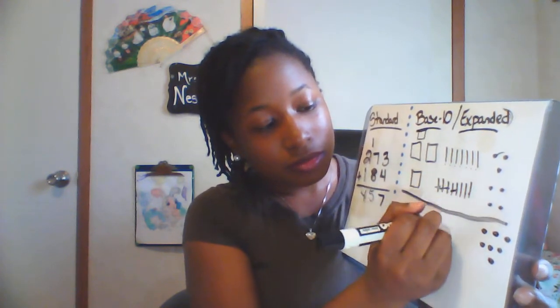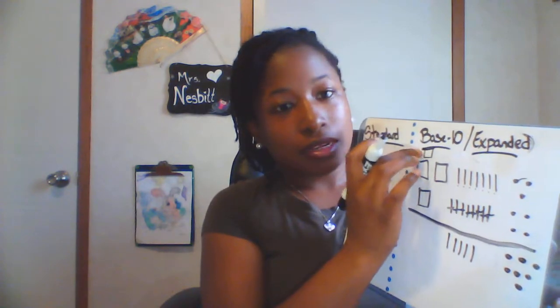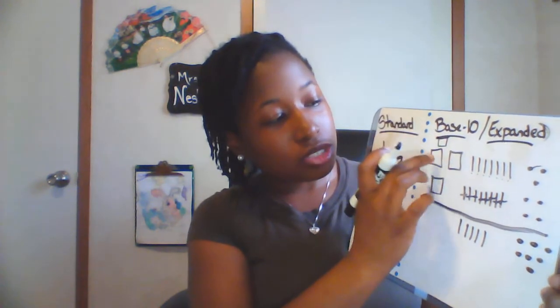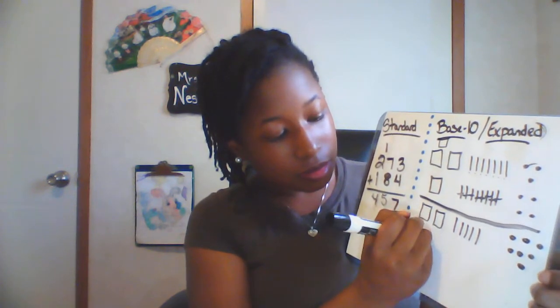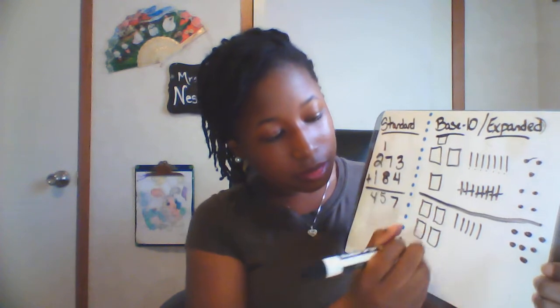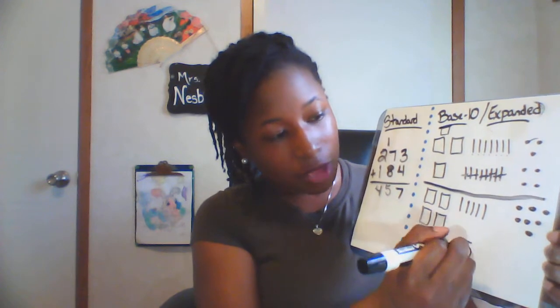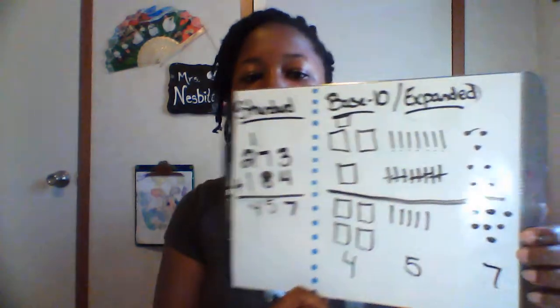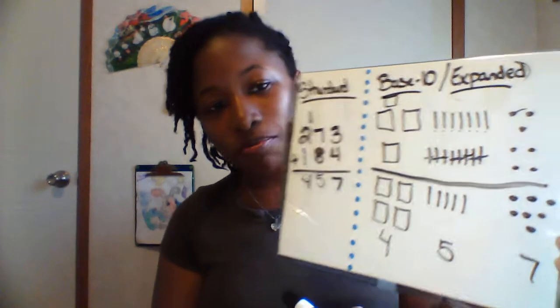1, 2, 3, 4, 5. And then again, remind your child that that hundred is still up there. 1, 2, 3, 4 hundreds. And there we have 4 hundreds, 5 tens, 7 ones, or 457. And that is how you do it with base 10 form.